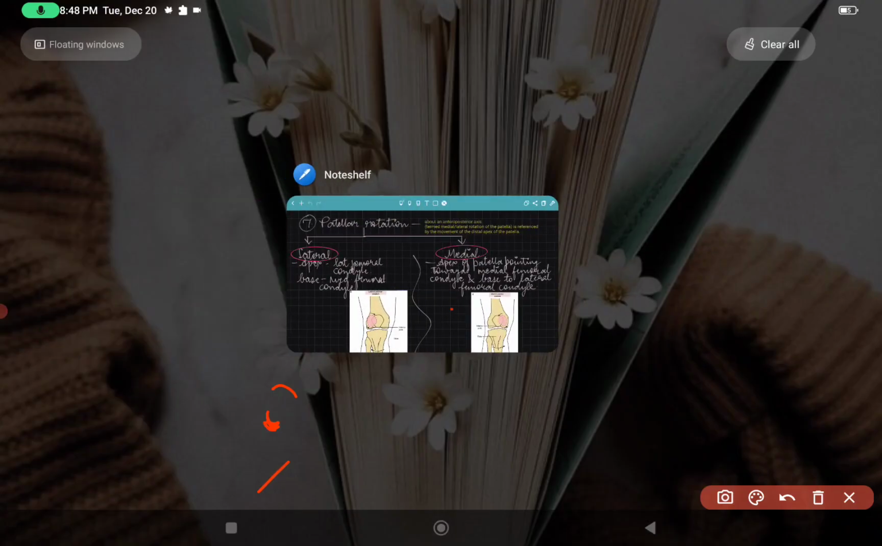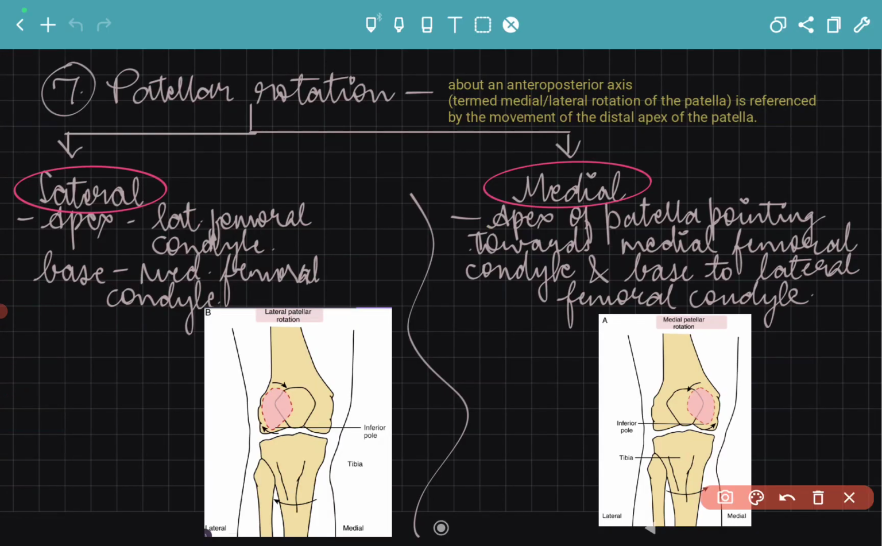So the distal apex, which is moving towards the lateral femoral condyle, we note that it is a lateral patellar rotation, and opposite to that, the apex moving to medial femoral condyle is the medial patellar rotation, where the apex of the patella is pointing towards the medial femoral condyle and the base to the opposite, that is lateral femoral condyle. So patellar rotation is in antero-posterior axis.